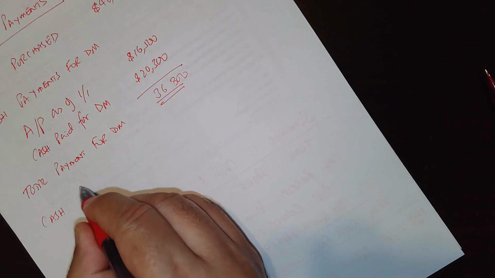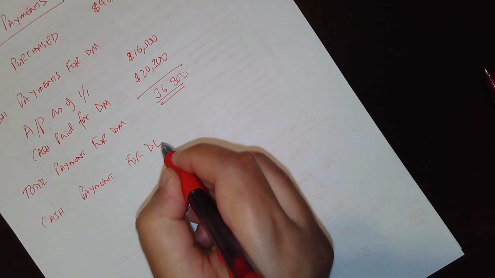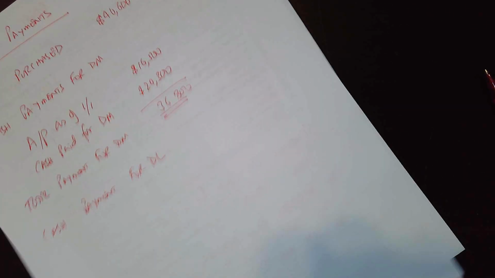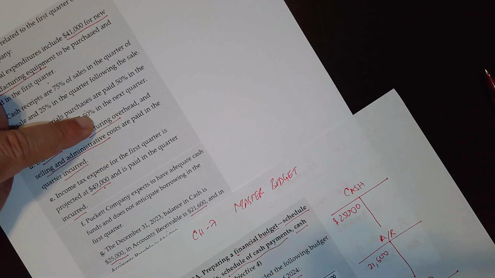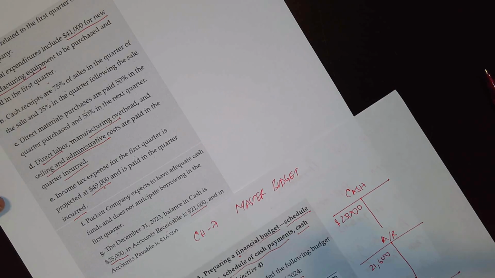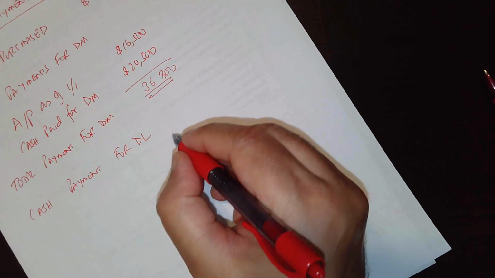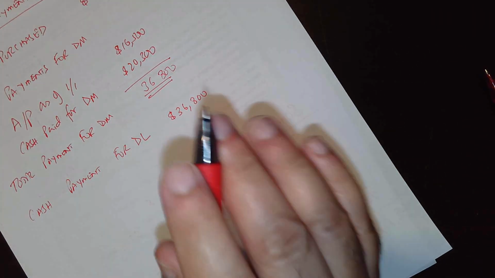So this is the payment you need for direct material. Now we have to do cash payment for direct labor. Because we said in our question statement that direct labor, manufacturing overhead, and selling and administration are paid in the quarter incurred, and we know that the direct labor cost is $36,800, so that would be $36,800, and there will be no change in it.